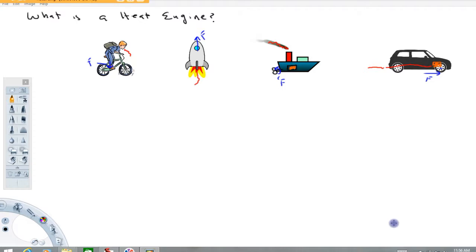I'm making this video to answer the following question: what is a heat engine? Some of the pictures we're looking at, let me start on the right hand side. Here's a picture of an automobile, and this orange spot is supposed to represent what's happening inside the engine of that automobile.